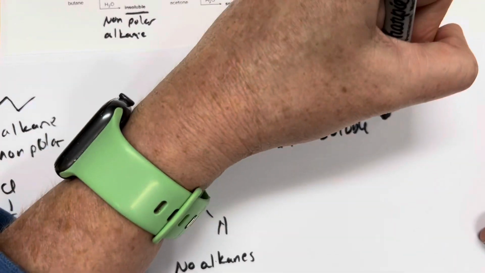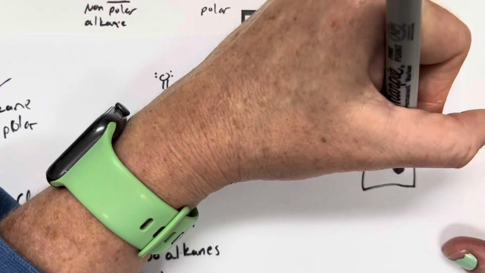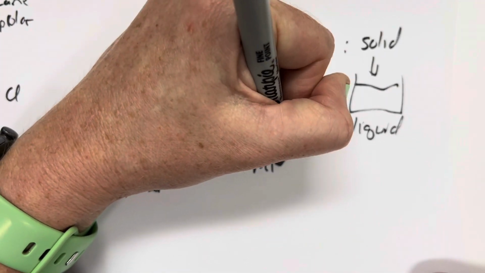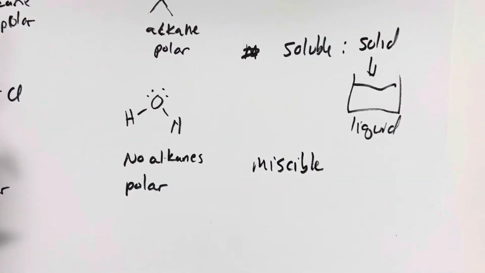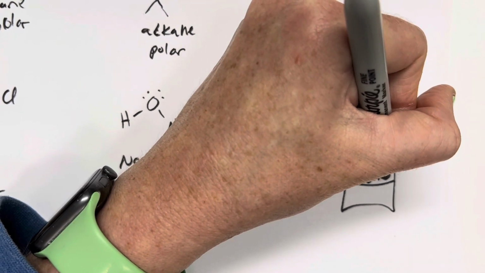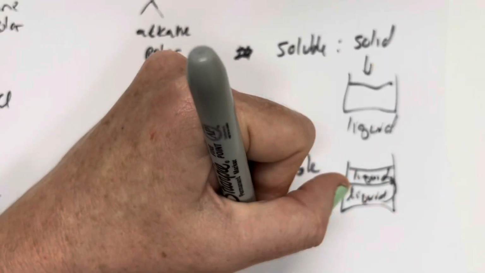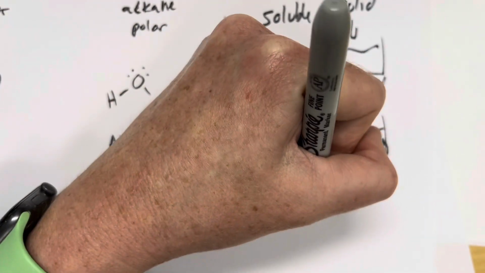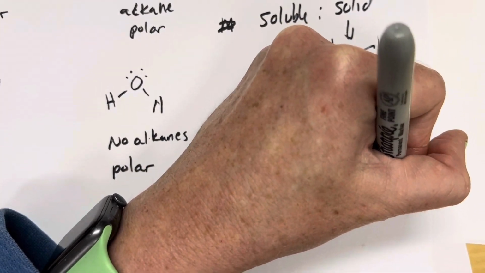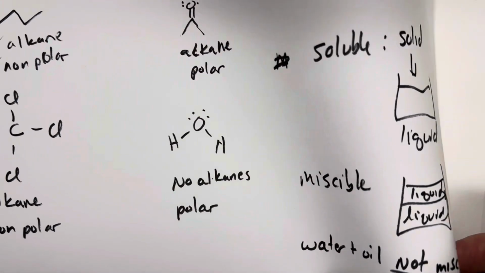Soluble is when you have a solid going into a liquid and they dissolve. Miscible is when you have a liquid mixing with another liquid and they mix well. So water plus oil, kind of the standard example, is not miscible. It's like dropping a rock in water. They don't dissolve each other. And it's because of this.